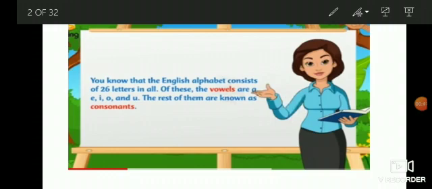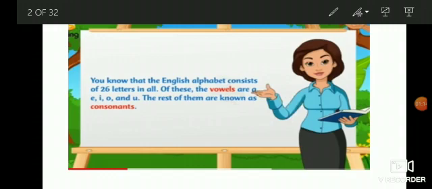In 26 letters, do you know what the vowels are? How many vowels are there? Yeah, A, E, I, O, U. Those five letters we call vowels. The rest of them we say are consonants. What do we say? Consonants.